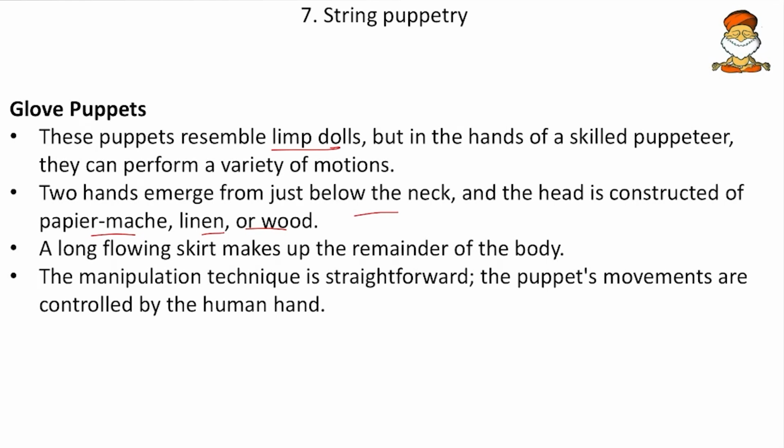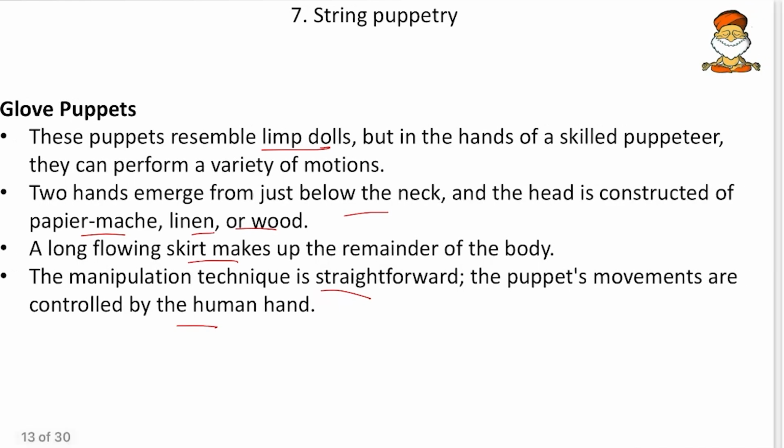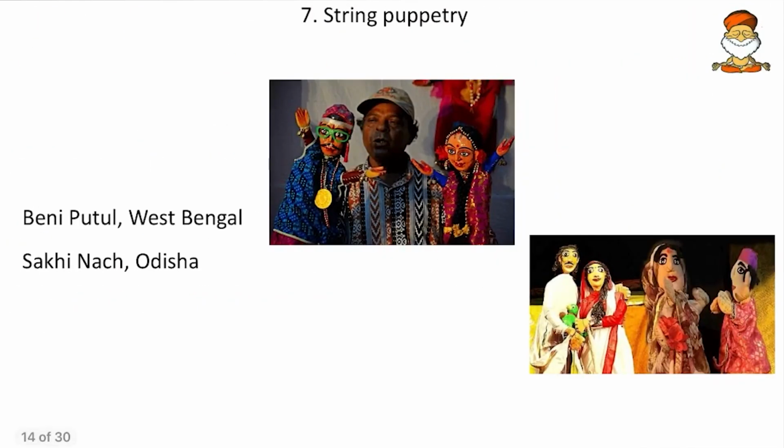And after that, we dry it. So, these dolls are made up of this papier-mâché. And a long flowing skirt makes up the remainder of the body. So these puppets just have a head, two hands, and a long skirt. That's it. So these puppets are easy to make, and the manipulation technique is straightforward. The puppet's movements are controlled by the human hand. So here it is not as dexterous as controlling strings, but we can control it directly with our fingers. And here we have some of the examples.